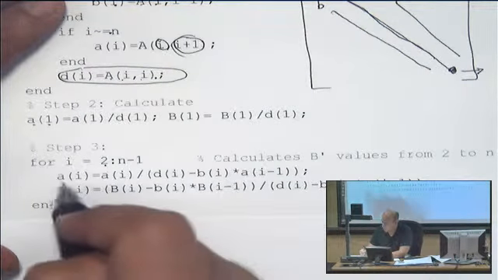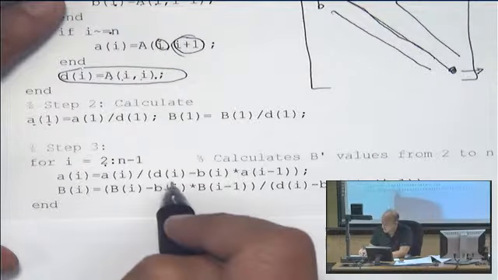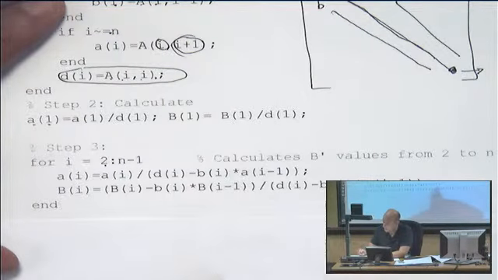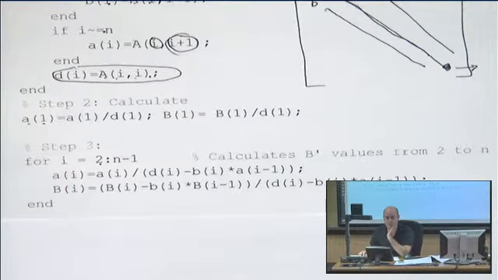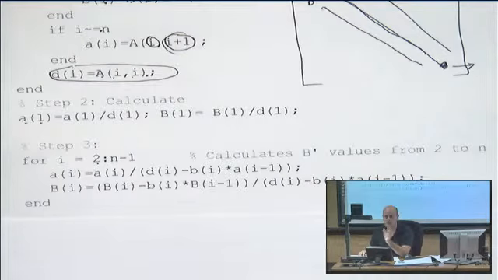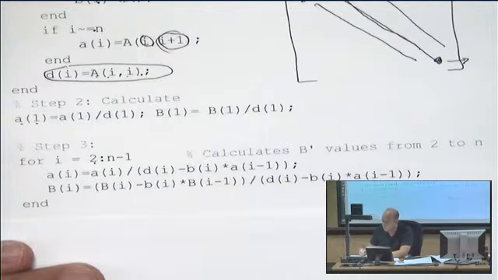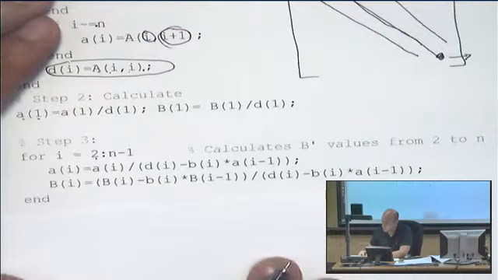And we just follow the steps. A of I divided by D of I minus B of I times A of I minus 1. I was using subscripts in the pseudocode in the PowerPoint presentation, but of course in MATLAB we use the parentheses to indicate the row and column and all that kind of stuff. So that was step 3.